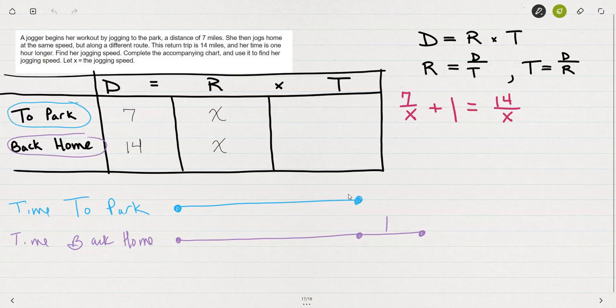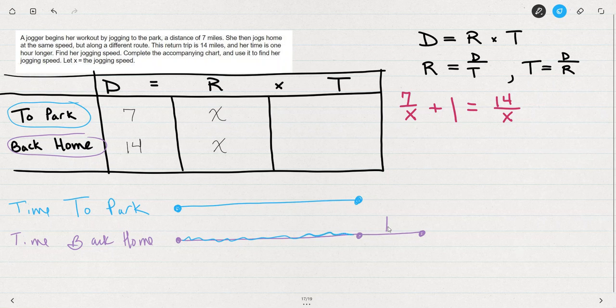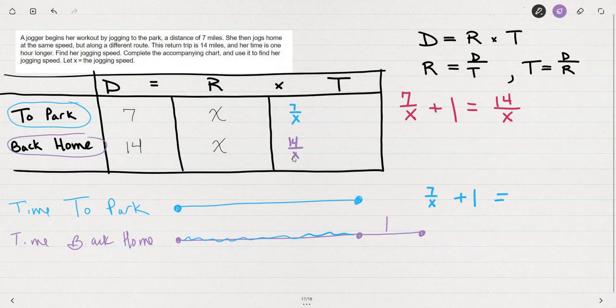Think of it as a linear amount. The time to the park is this blue line. The time back home is equivalent to the blue line plus 1 more. So if we wanted to make them equal, we'd have to take the time to the park, the 7 over x, and we'd have to add 1 to it to get it to be equal to the time coming back home, the 14 over x.